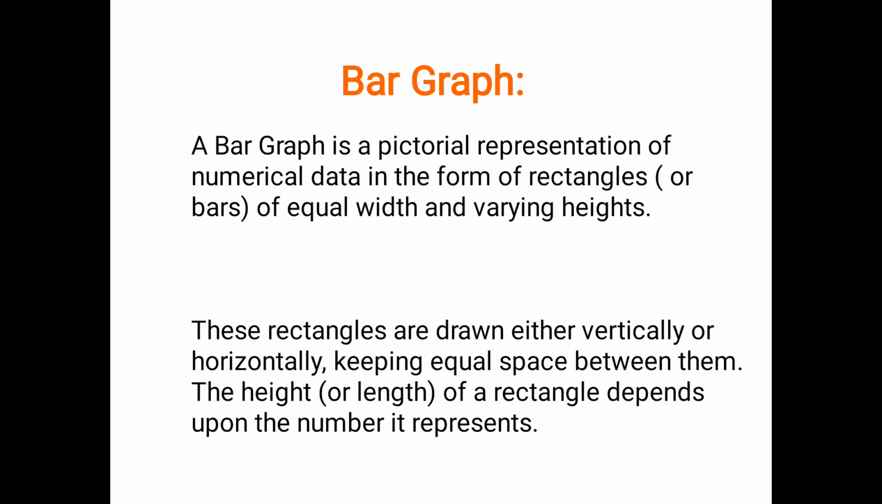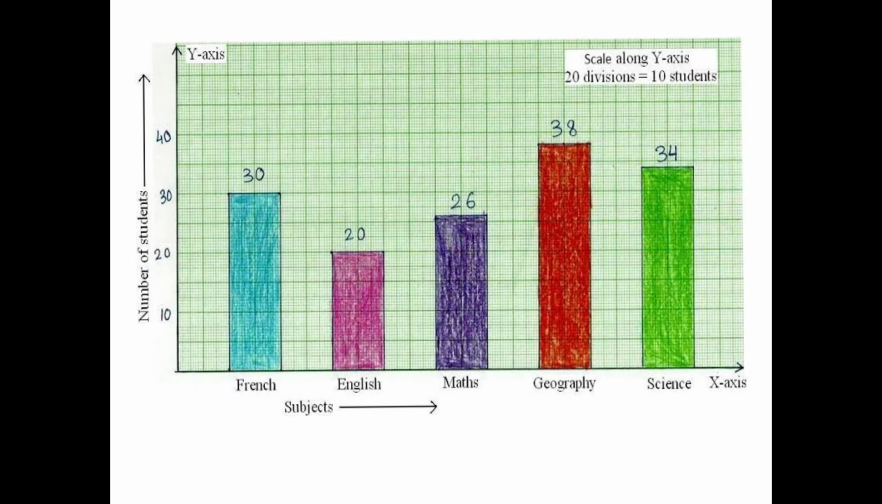These rectangles are drawn either vertically or horizontally, but we usually draw them vertically on a graph paper, keeping equal space between them. The height of a rectangle depends upon the number it represents. So this is called a bar graph, and in the next slide I will explain how to draw a bar graph.